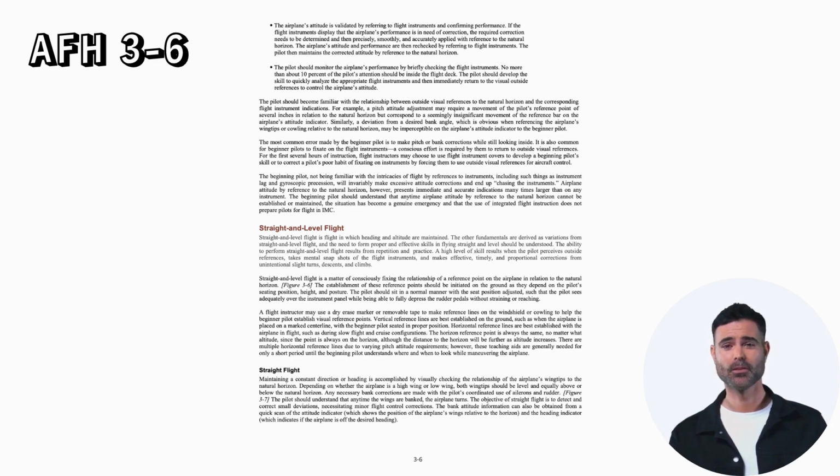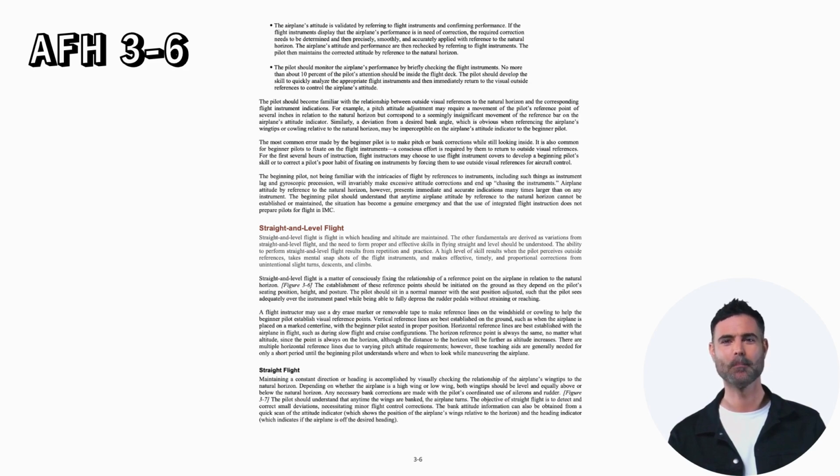The horizon reference point is always the same, no matter what altitude, since the point is always on the horizon, although the distance to the horizon will be further as altitude increases. There are multiple horizontal reference lines due to varying pitch attitude requirements. However, these teaching aids are generally needed for only a short period, until the beginning pilot understands where and when to look while maneuvering the airplane.